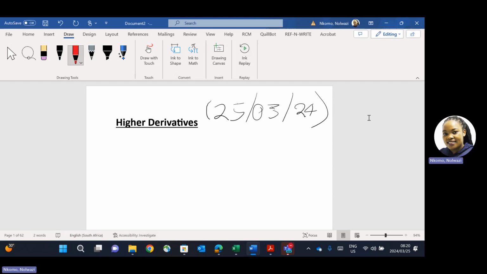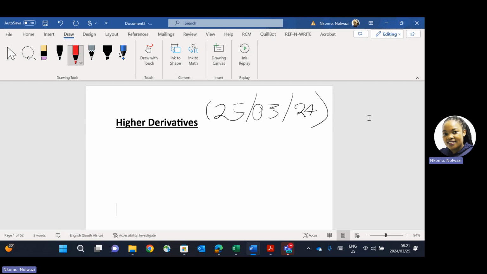Ever since I started teaching you, we've been finding the first order derivative. This means we've been differentiating the function once. Today I will teach you how to differentiate the function more than once, like a second time, a third time. If we differentiate a function twice, we call that a second derivative. If you differentiate it three times, we call that a third derivative, four times a fourth derivative, and so on.